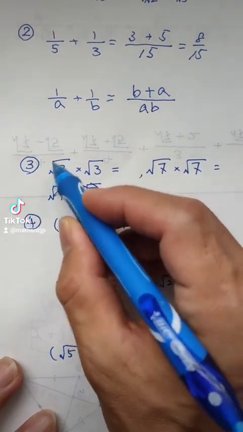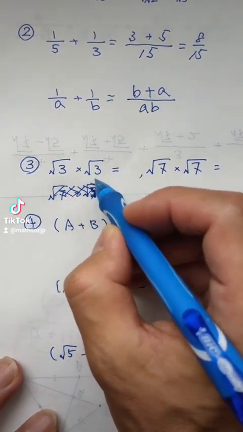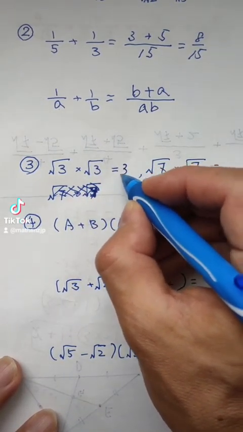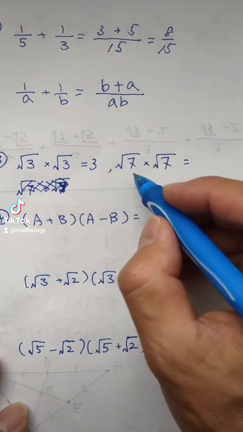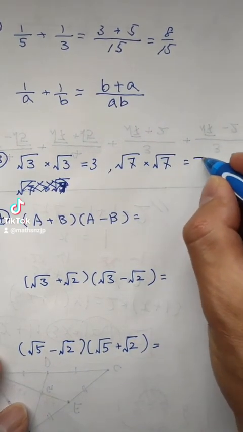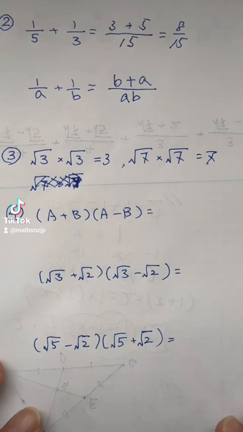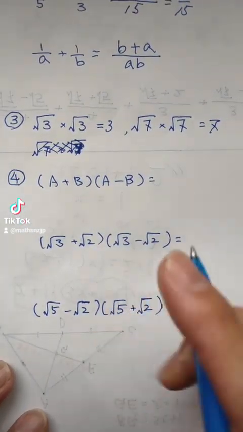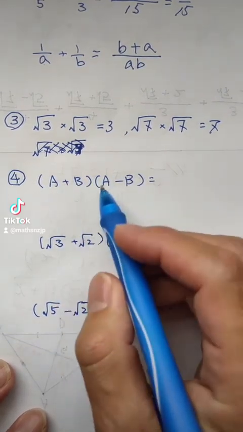If you do square root of a number times square root of the same number, you can get rid of the square root, which is 3. Square root 7 times square root 7 is 7. Okay, this is the third skill. And then the last one, this is expanding.